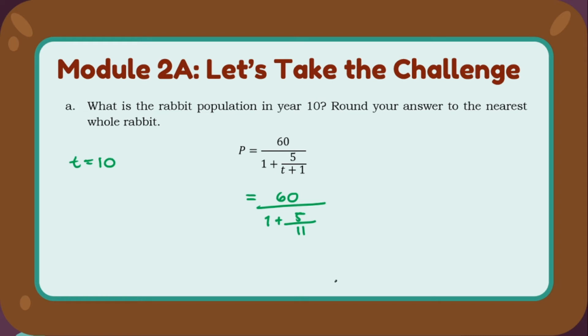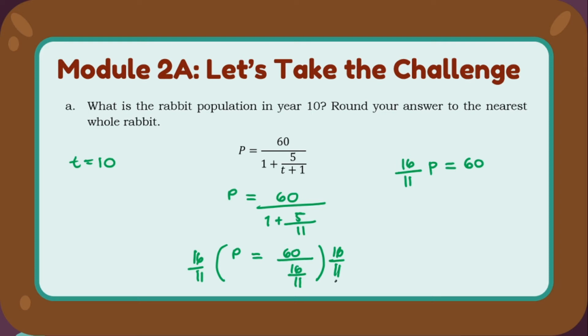Next one, let us make the denominator as one expression. So, this will become 60 over 16 over 11. Very good. Next, let us multiply the equation by 16 over 11. So, it becomes 16 over 11 P is equals to 60, correct?